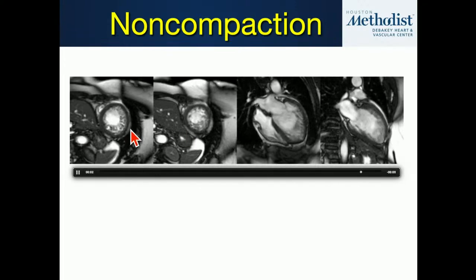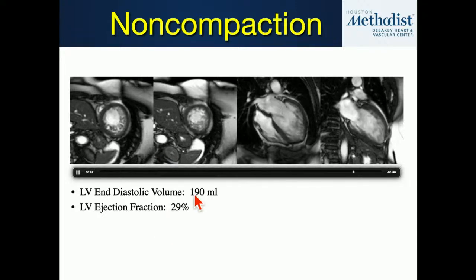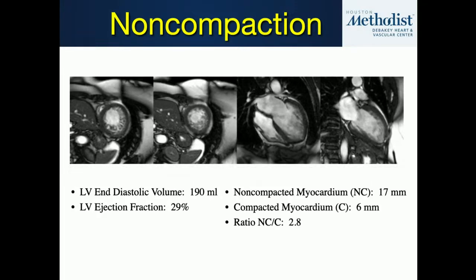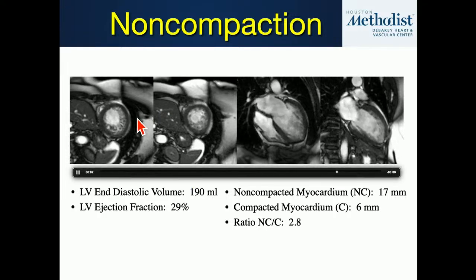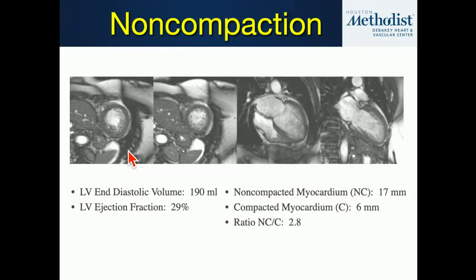Here's a patient who has extensive hypertrabeculations, as you can see here. If we were to look at volumetric criteria, this is a dilated ventricle with a depressed ejection fraction less than 30%. And we could go through and actually measure the amount of the hypertrabeculated as well as the compacted myocardium. One of the criteria that's used on MRI is a diastolic ratio of more than 2.3 to 1 of the non-compacted to compacted, as suggestive of LV non-compaction.